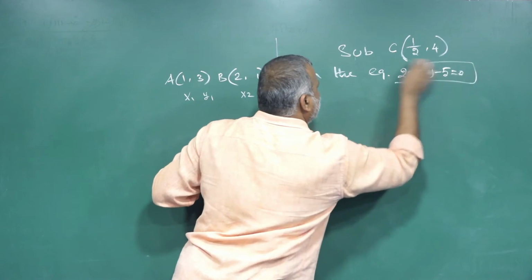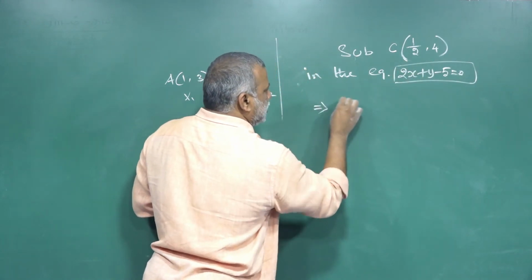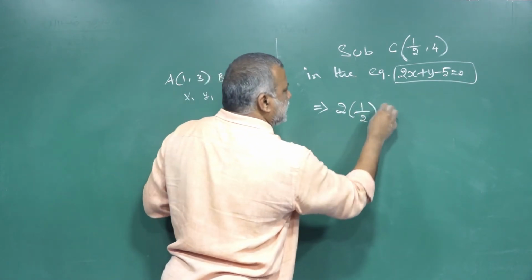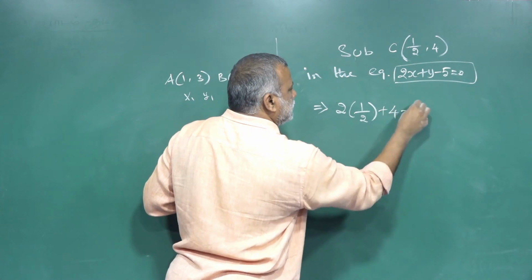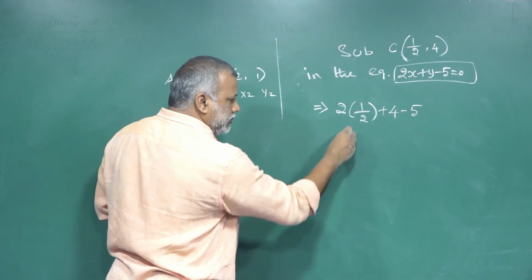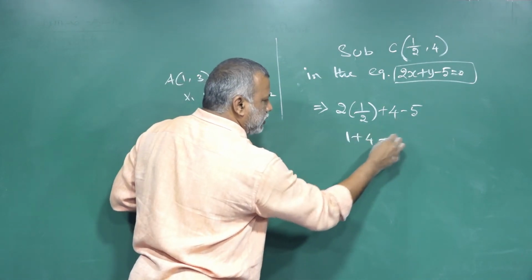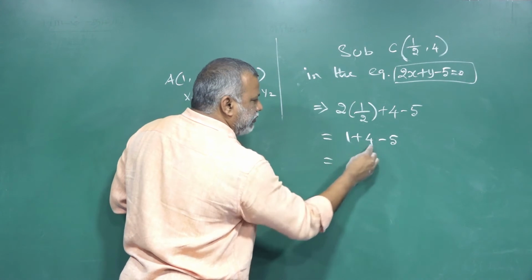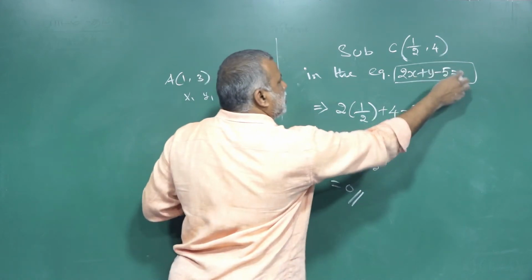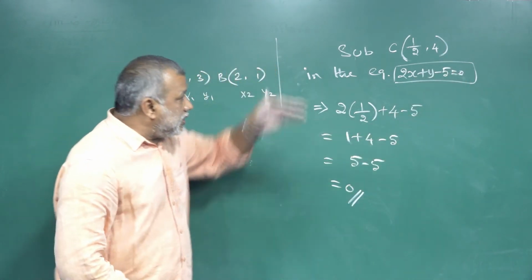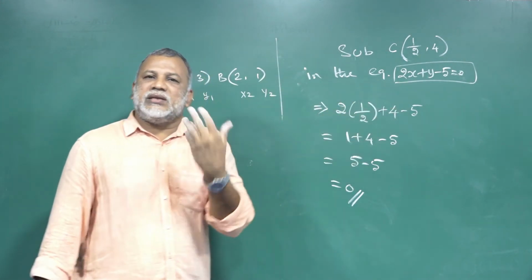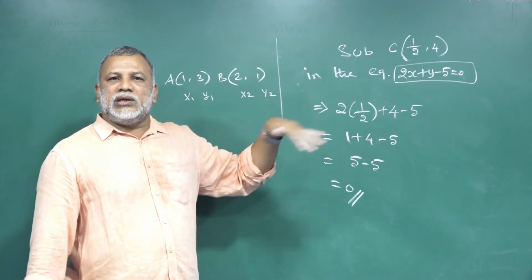See here, 2 instead of x, 1/2, then plus the value of y, which is 4, then minus 5. The 2 is removed, we get 1 plus 4, again minus 5. That means 4 plus 1 becomes 5, and 5 minus 5 is equal to 0. On the RHS we already have 0. So the third point satisfies the equation. Then we can state the conclusion: the given three points are said to be collinear.